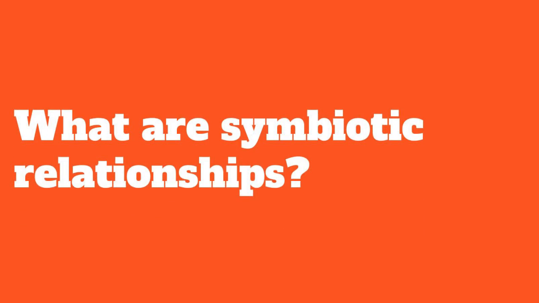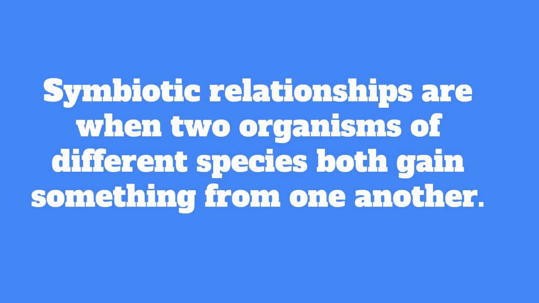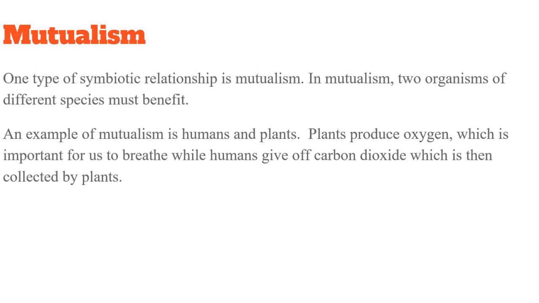What are symbiotic relationships? Symbiotic relationships are when two organisms of different species both gain something from one another. A type of symbiotic relationship is mutualism. In mutualism, two organisms of different species benefit. An example of mutualism is humans and plants.